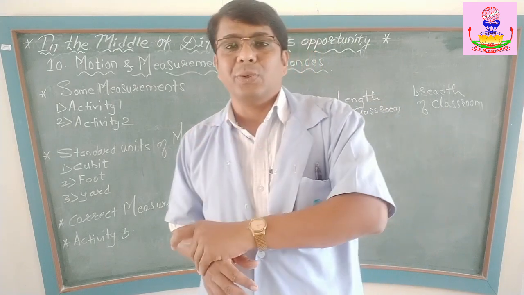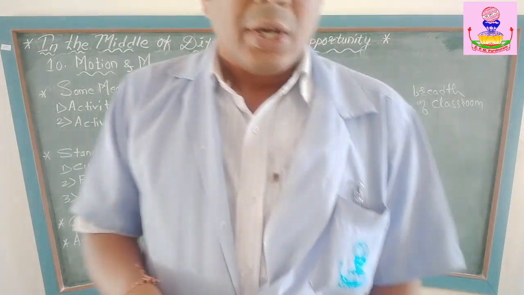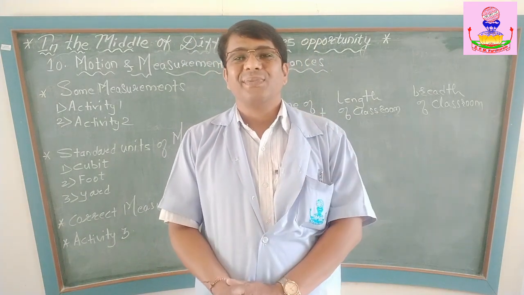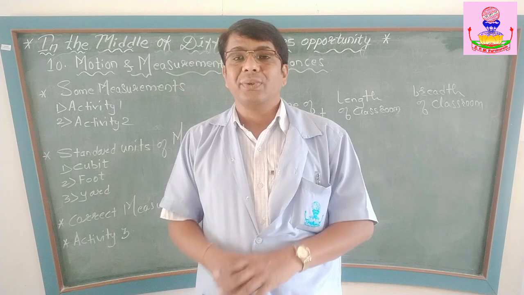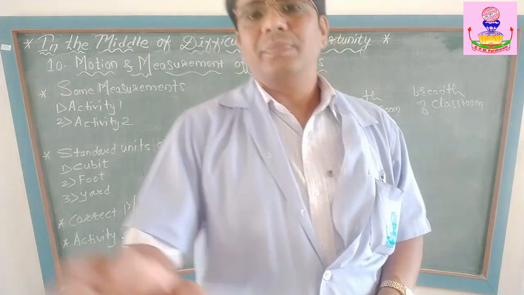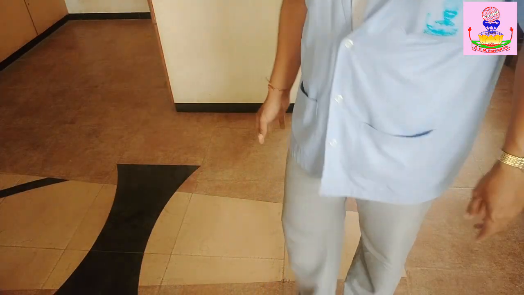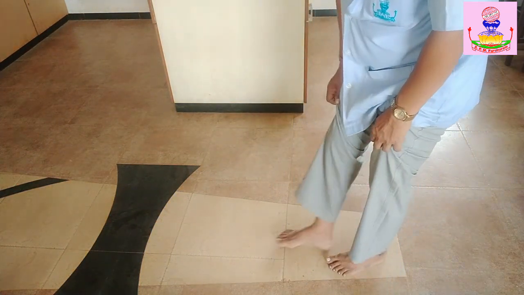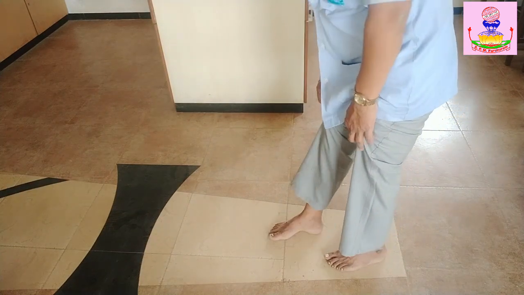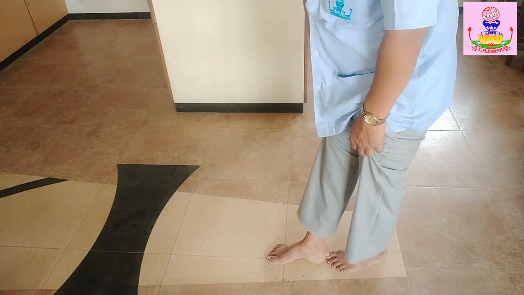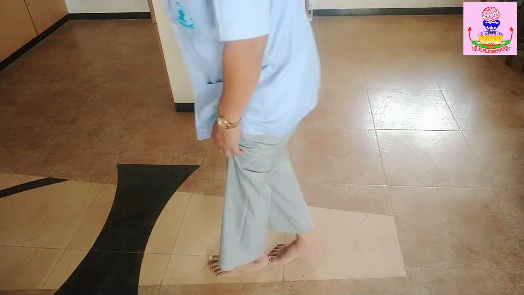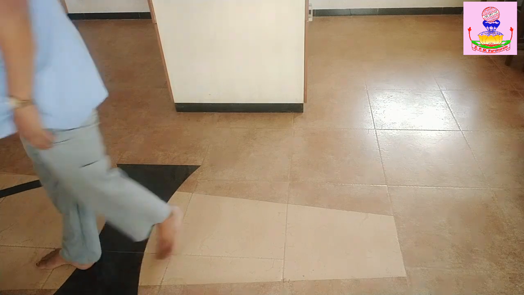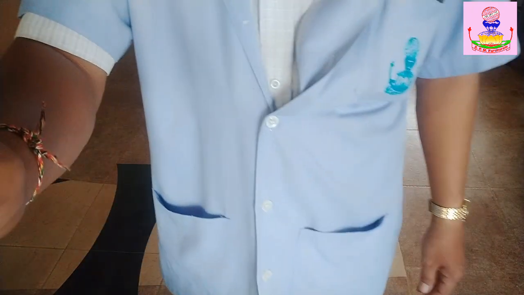Now, what are we supposed to do? You are going to use your foot for the measurement. Now, how are we going to do that? I will show you. We are going to measure the length with the help of a foot. You can see my foot. I am going to put it like this, and then measure it like this. 1 foot, 2 foot, 3 foot, 4 foot, 5 foot, and so on.